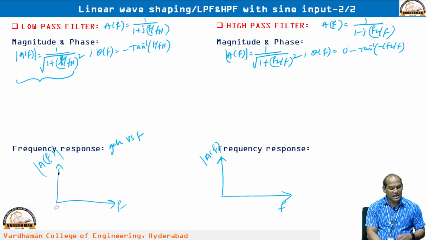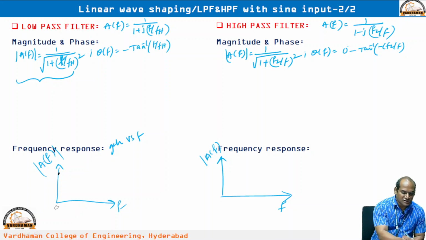That means 0 frequency is allowed. Gain is available means that particular frequency component is passing through the circuit, passing through the filter. Low pass filter means what? It allows low frequencies. So, that we can tell like that. At f is equal to 0, we are having the gain.